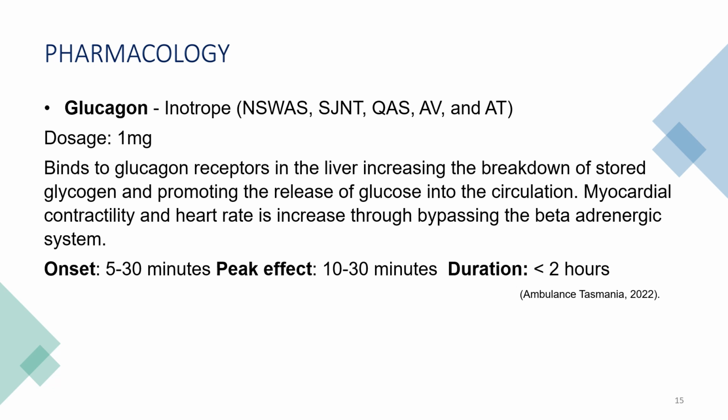The administration of glucagon binds to the receptors in the liver, increasing the breakdown of stored glycogen and promoting the release of glucose into the circulation. Myocardial contractility and heart rate is increased through bypassing the beta adrenergic system. The dosage is 1 milligram. Onset is 5 to 30 minutes. Peak effect is 10 to 30 minutes, and duration is less than 2 hours.